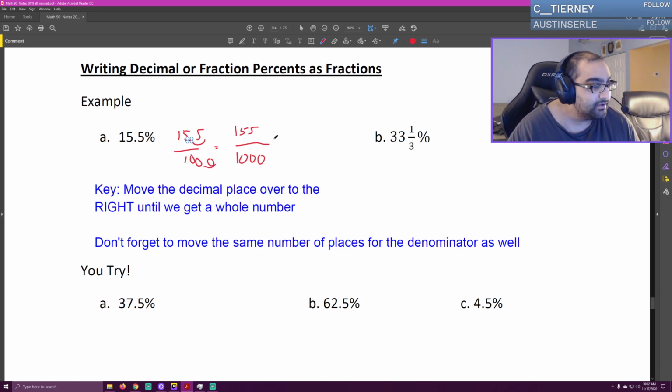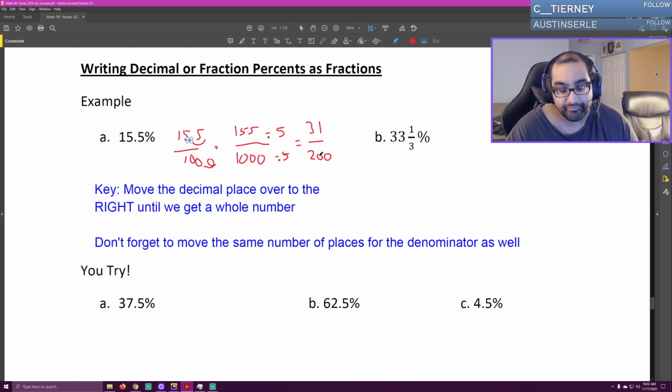All right. Now, what we want to do next here is reduce this fraction down. We're going to go ahead and divide by 5 here in this case because they end in a 5 and a 0 respectively. All right. So let's see what we get here. If we do 155 divided by 5, that's going to be 31. And 1,000 divided by 5 is going to be 200. And that is going to be our final answer for this problem.